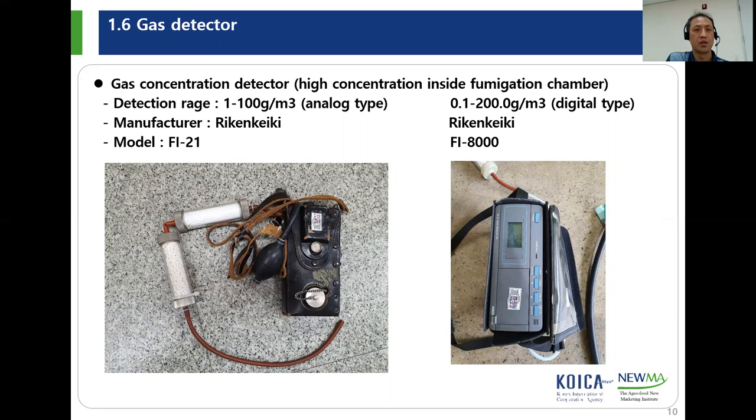A gas detector, which is available for high concentration, is needed for checking the concentration of methyl bromide during fumigation. We can use a detector with analog type or with digital type. The detection range is 1 to 100 gram per cubic meter with an analog type detector and 0.1 to 200 gram per cubic meter with a digital type one.